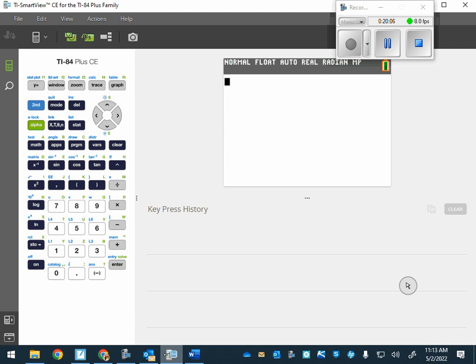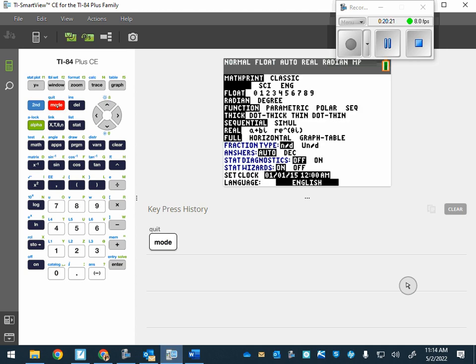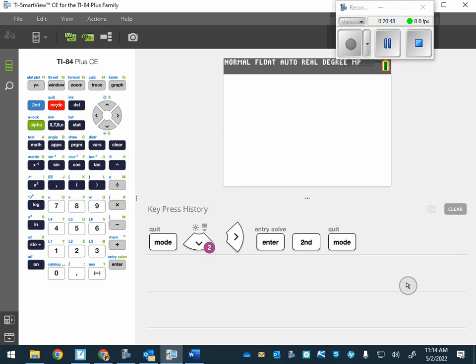Before we begin, we have to make sure we're in degrees. With your calculator, right next to the second key, you're going to click on mode. Most of you, if not everybody, has radian highlighted, correct? So you want to scroll down to where it's blinking radian, press one over to the right to where it says degree, and then press enter. Now you went from radians to degrees, which is where we want to be. Then second mode to quit out of that screen.